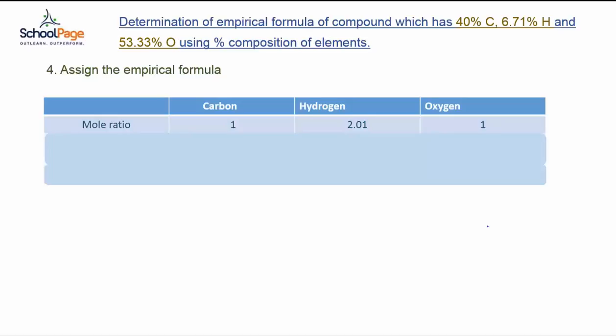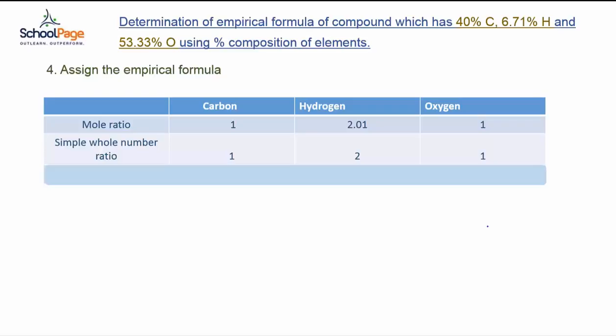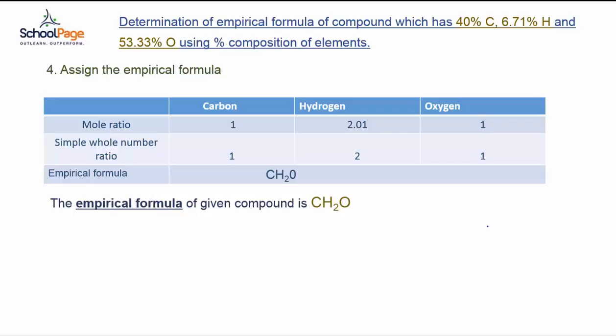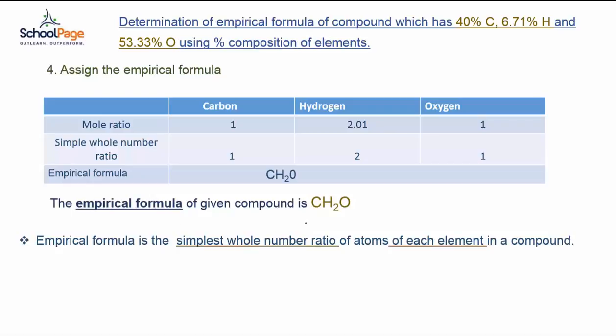So the mole ratios of carbon, hydrogen and oxygen was found to be 1:2:1. So when we assign these numbers to the carbon, hydrogen and oxygen, we get the empirical formula as CH2O. As you can see, the empirical formula of a compound is the simplest whole number ratio of atoms of each element in a compound. But the analysis will not stop here, because it's only the empirical formula which has been found out. The next step is to calculate or determine the molecular formula of a compound.